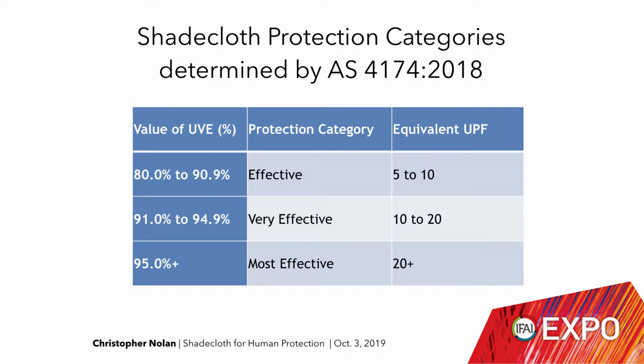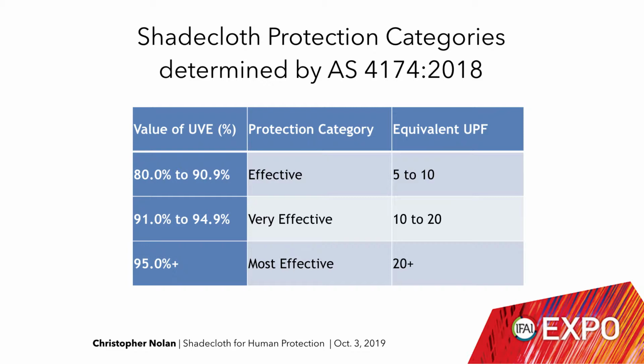Let's have a look at the shade protection categories as determined by the Australian Standard 4174. If you look on the left column there, it gives you the value of ultraviolet effectiveness, which, as I mentioned earlier, is very similar to the UVR block. So the standard says that if you have a UVE of between 80 and 90%, that's the amount of radiation which is blocked by the shade cloth, that is classified as being effective. If it's between 91 and 95%, it's classified as being very effective. And if it's over 95%, it's classified as most effective.